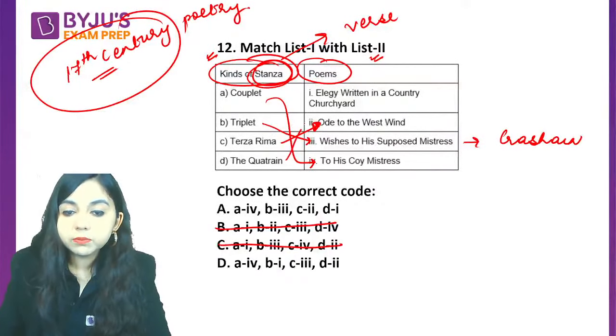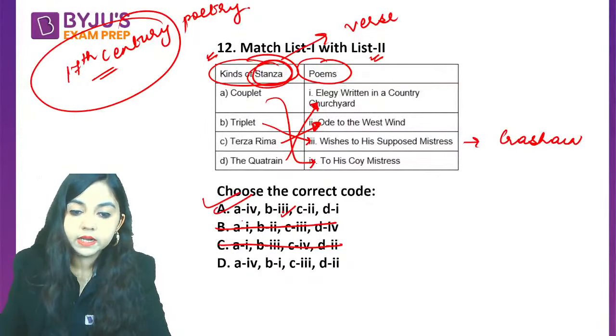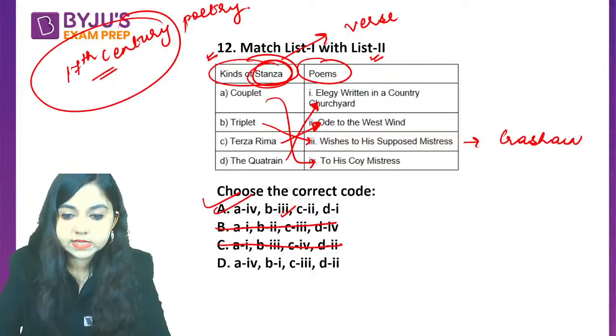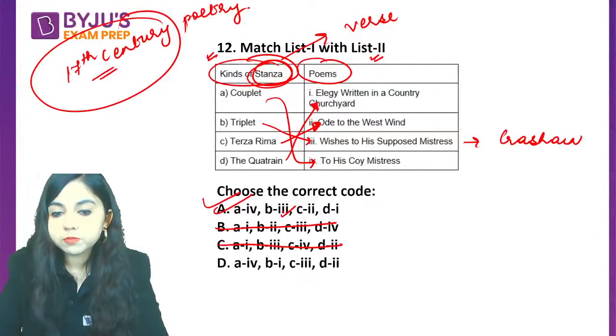So quatrain is something that is written in Elegy Written in a Country Churchyard. If you look at it, B was 3, B is not 3 over here, so A is the right answer. Most of you had given A as the right answer, which is the correct option. So I hope the stanza forms are absolutely clear.